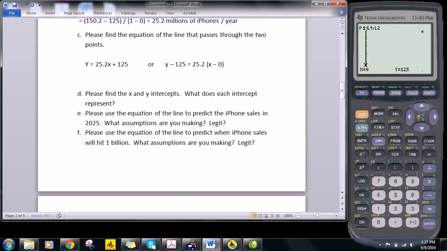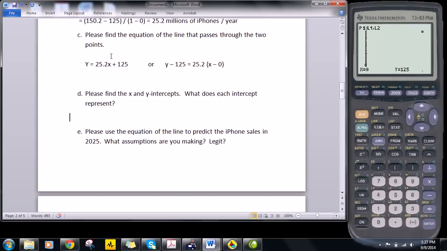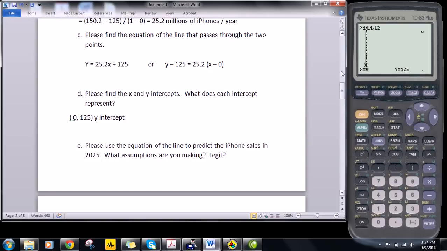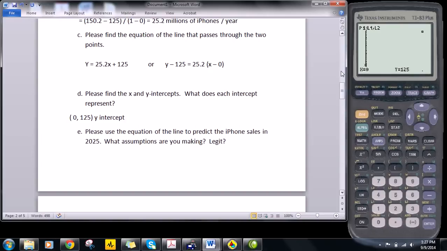The x and the y-intercepts. Well, we already talked about the y-intercept. It's 125, right? So the y-intercept is 0, 125. And that was a starting point. So according to this point right here on the graph, I start when x is 0. The sales when this data starts, and there are only 2 points, is 125 million iPhone sales.